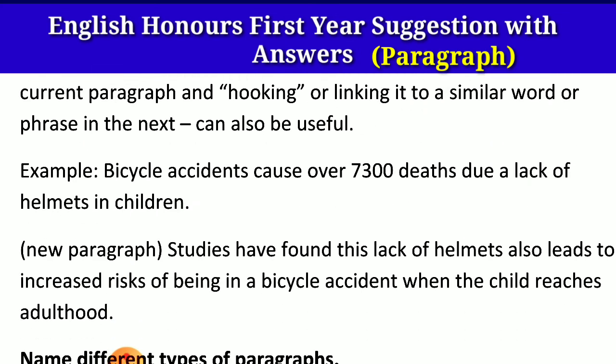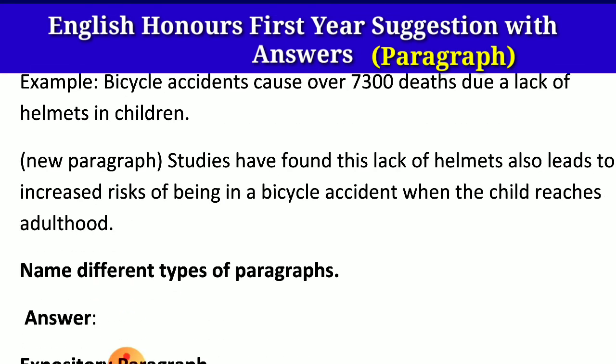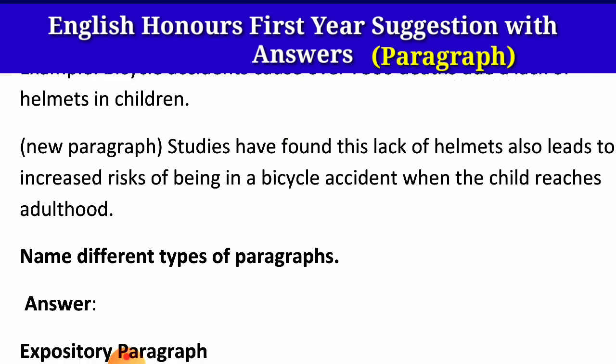Example: Bicycle accidents cause over 7,300 deaths due to a lack of helmets in children. New paragraph: Studies have found this lack of helmets also leads to increased risks of being in a bicycle accident when the child reaches adulthood.